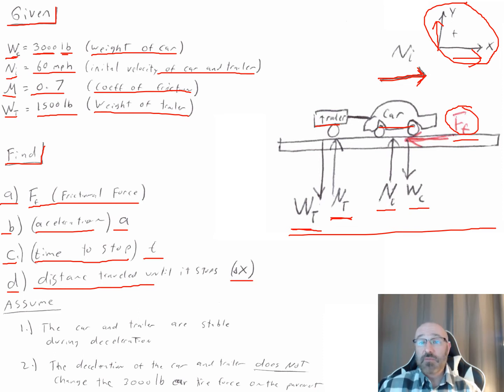Now also on the setup page, you want to write down any assumptions that we're making. Well, the first assumption I'm making here is that the car and the trailer are stable during deceleration. The second thing is that the deceleration of the car and the trailer does not change the 3,000-pound car tire force on the pavement. So we can see that right up there is our normal force right here, would be that 3,000-pound car tire force that we're referring to.